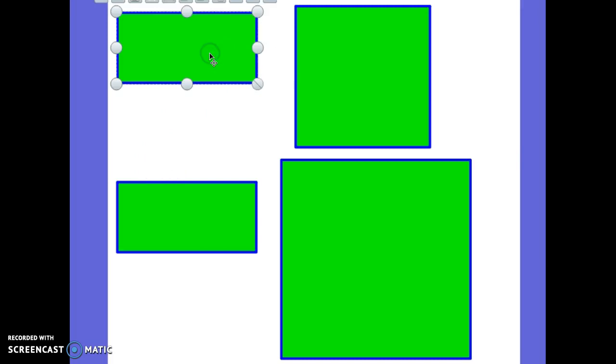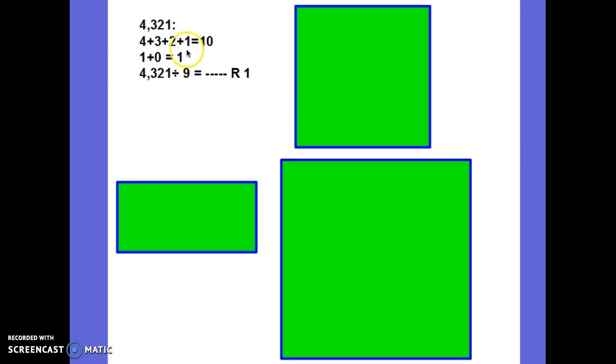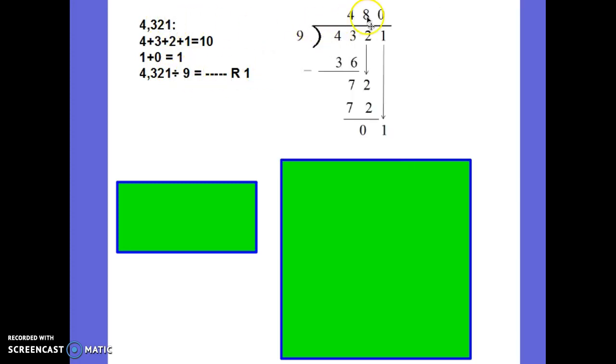One more example, I will take the number 4321. If you add its digits, you will get 10, and again keep on adding the digits of the number 10, 1 plus 0 equals 1. This one is the remainder of our division by 9. So take 4321 and divide it by 9. You will get an answer whose remainder is 1. This one we already predicted from here, that our remainder will be 1.